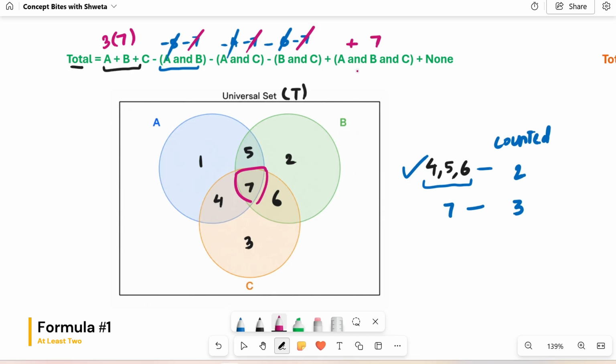By adding it. So I'll have to add region 7 one more time because it completely got eliminated because of these 3 subtractions. And then at the end, you're adding none, the eighth region, because after all, you're talking about total. Had the question been just about the union of the three sets, well, then that would have been this much of the formula. No total, no none.